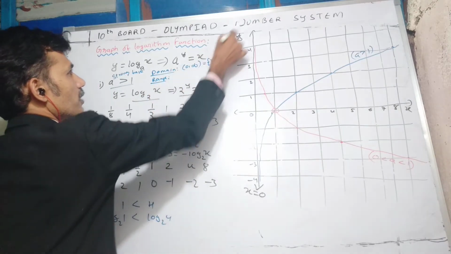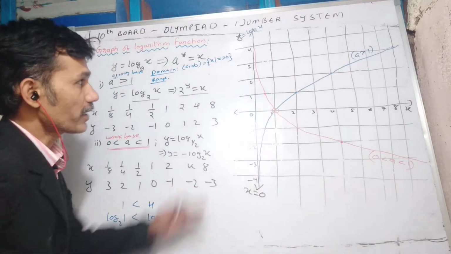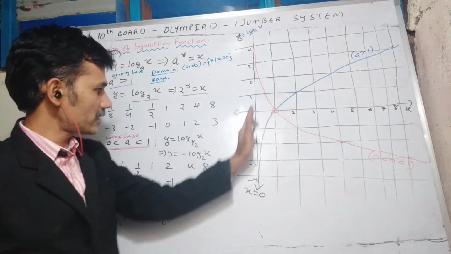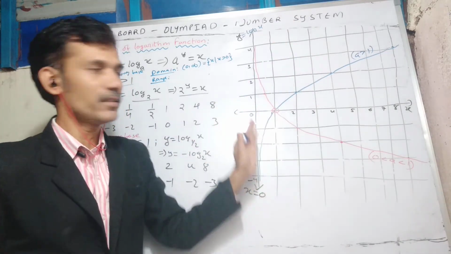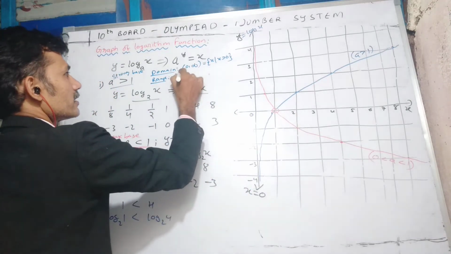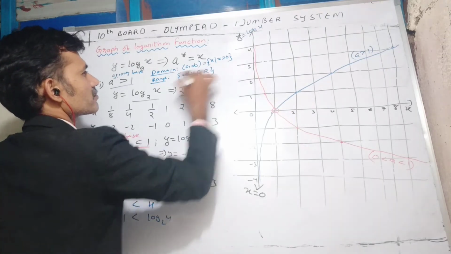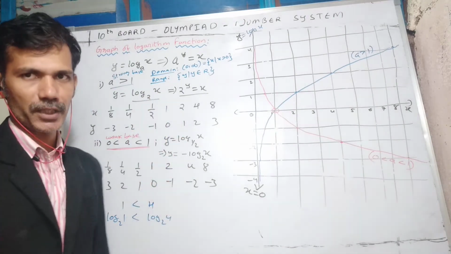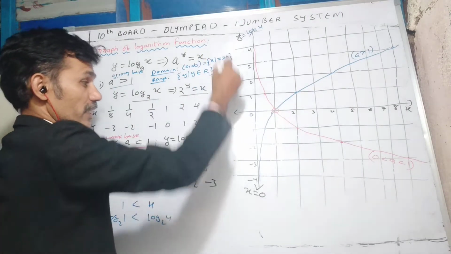For range, you have to observe y equal to log x, no? You have to observe the y-axis. See where the curve appears, it appears on the positive y-axis and the negative y-axis. The curve is appearing everywhere. So the range is y belongs to real numbers. Okay, it will take all values, positive values, negative values, everything it will take. That is the range. And we talk about the asymptote.